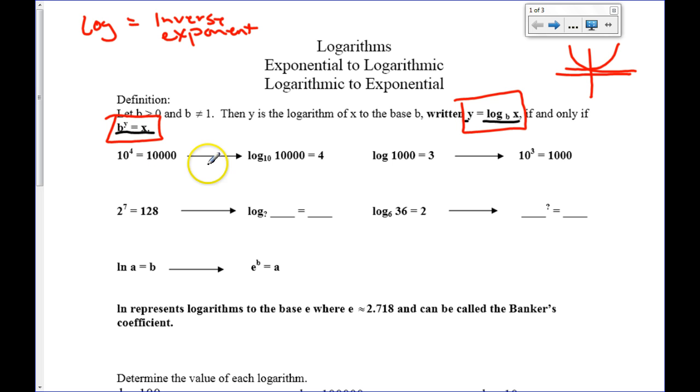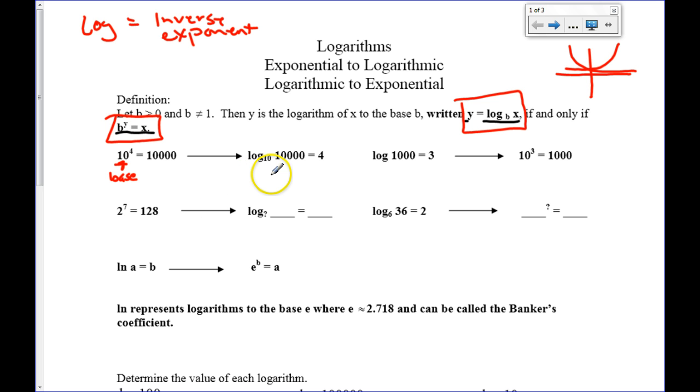So, here's an example where we have 10 to the 4th power equals 10,000. If I wanted to write this in the log function form of this, I could write log base 10 because this is your base. And my exponent will be what it equals. So it'll be log base 10 of 10,000 equals 4.